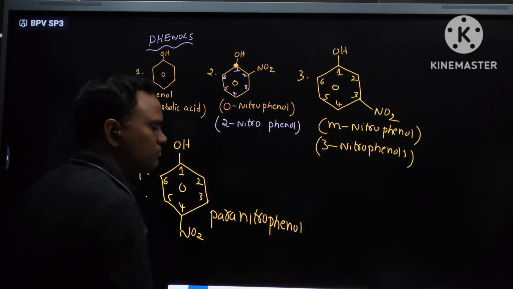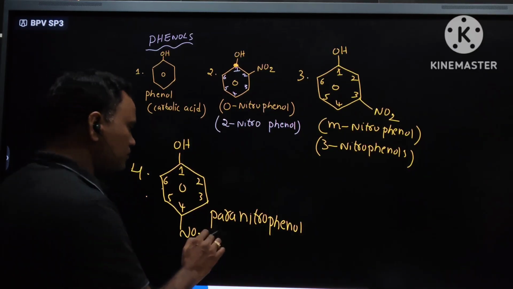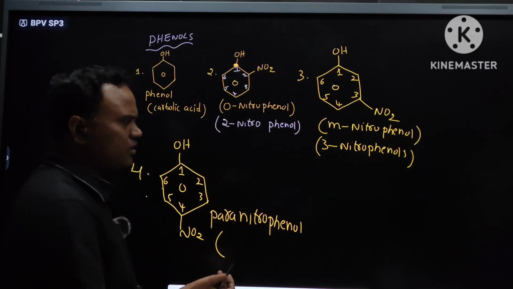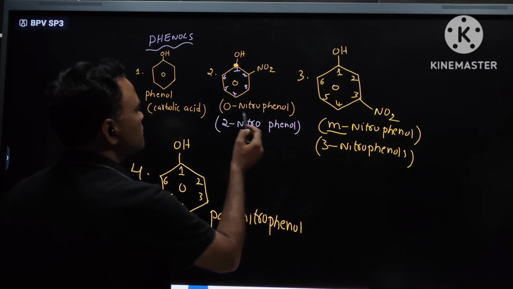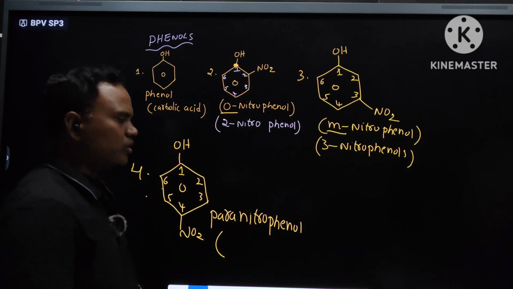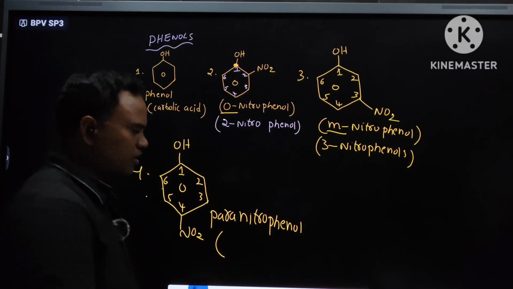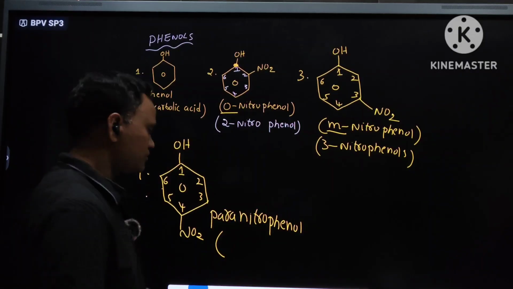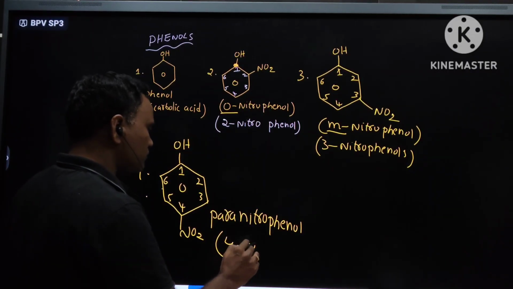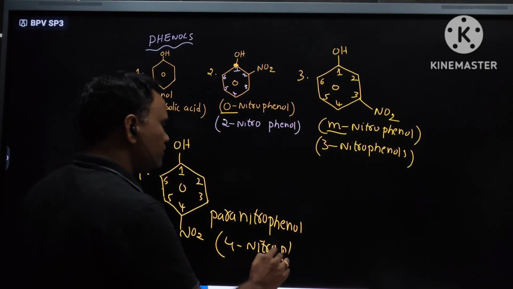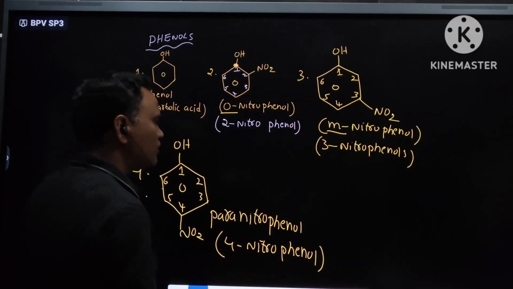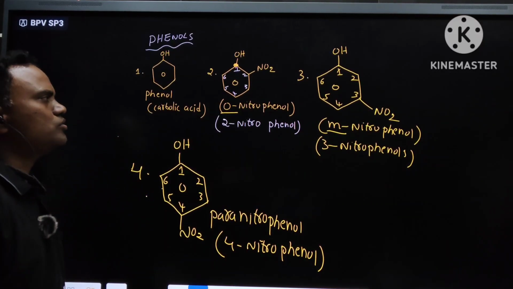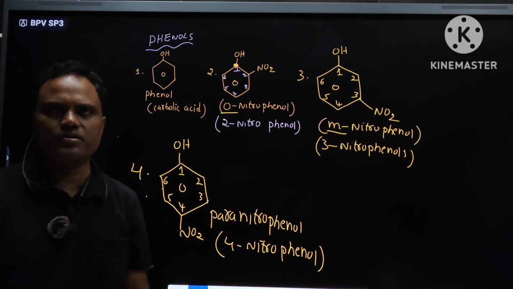Para-nitrophenol. Para-nitrophenol, or we can use p, like this. P-nitro also we can write, or para, complete para. This is meta, m-e-t-a, meta. Or 4-nitrophenol. 4-nitrophenol. We will discuss the most important compounds in this chapter first.